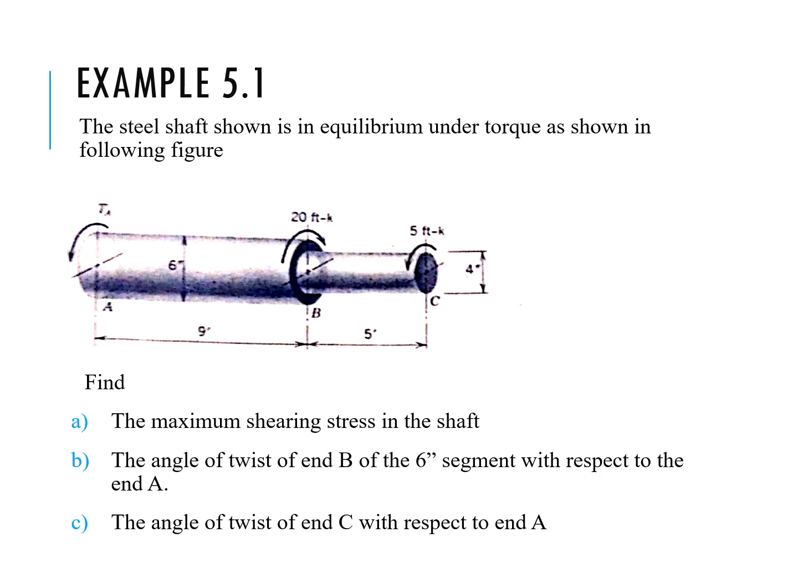We have to find three things: the maximum shearing stress in the shaft, the angle of twist of end B of the 6 inch segment with respect to A, and the angle of twist of C with respect to A. For part A, maybe we can assume that AB has the maximum torque and there will be maximum shear stress in AB, and AB is bigger in diameter. We cannot say at this point until we perform the calculation. We will discuss it in the next slide.